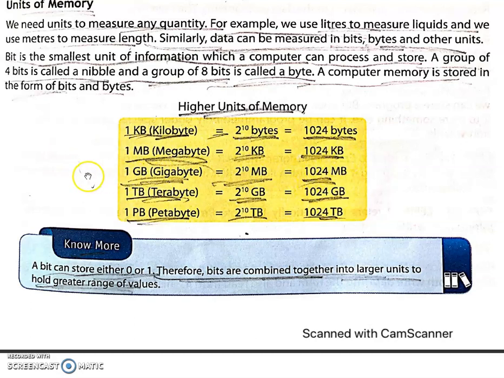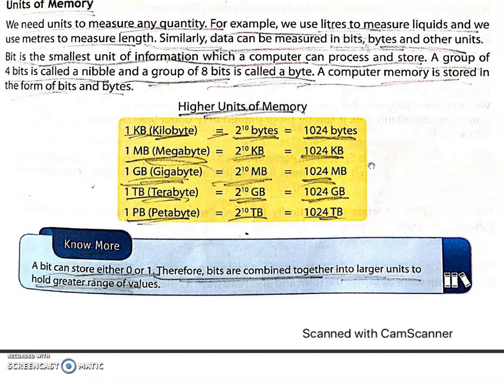Then comes gigabyte, GB. 1 GB is equal to 1024 megabytes. Then comes terabyte. So 1 terabyte is 1024 gigabytes. And 1 petabyte is equal to 1024 terabytes. So as you can see, it is all multiplied in the table of 4.